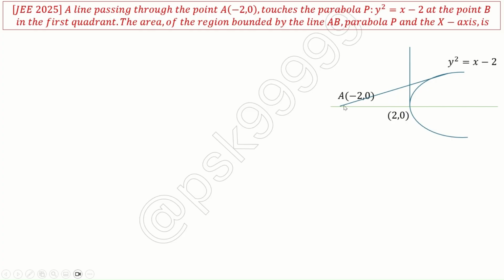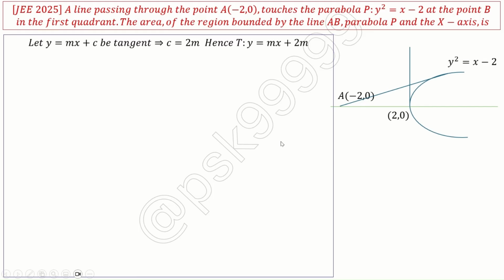Okay, so there is a tangent from A onto the parabola because this line is touching at only one point, correct? Let y equal to mx plus c be the tangent. So c is equal to 2m. How? I just substituted (-2, 0) into this one. If I substitute (-2, 0), I get c equal to 2m. So that means y equals mx plus 2m is my tangent.